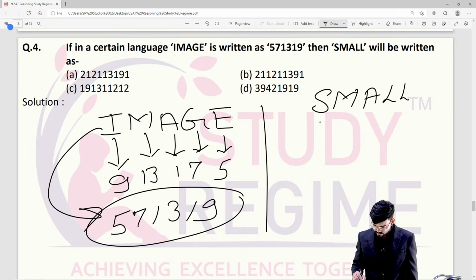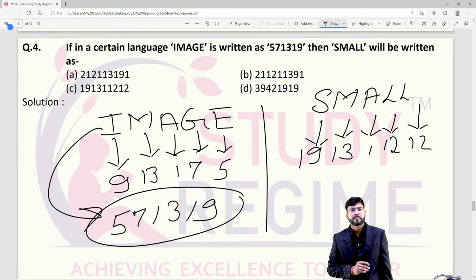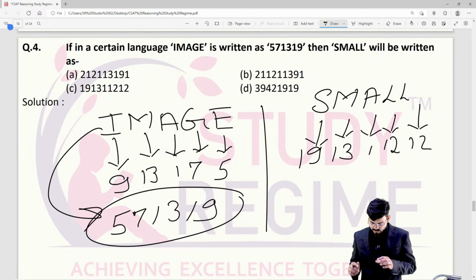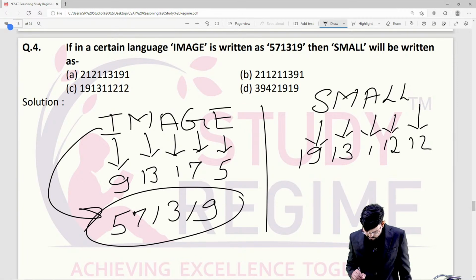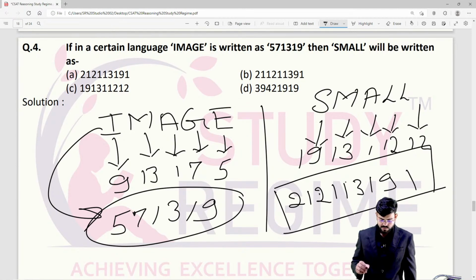Okay. For S, you can write it down 9, M is 13, A is 1, L is 12, this is also 12. Clear? Now, what you have to do is just reverse the order: 2, 1, 2, 1, 1, 3, 1, 9, 1. So where is the answer?